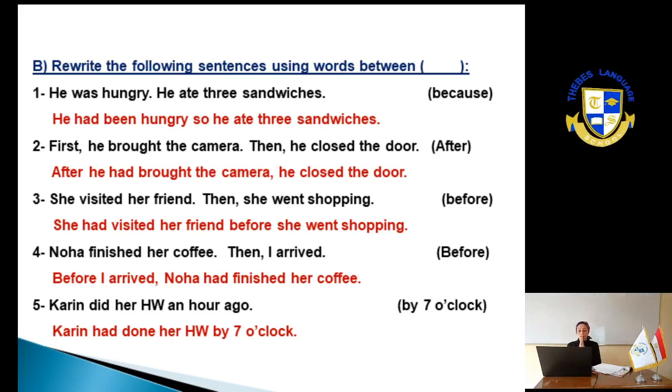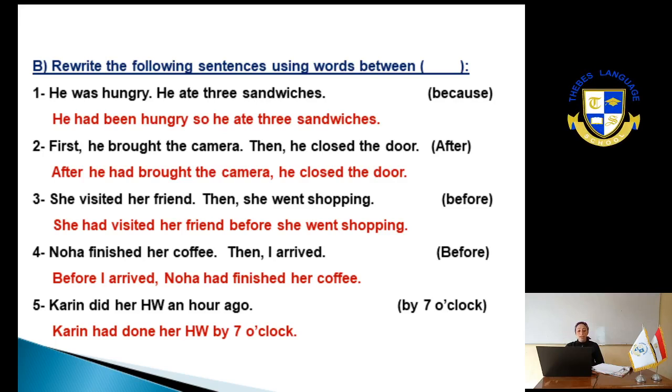She visited her friend, then she went shopping, before. She had visited her friend before she went shopping. Noha finished her coffee, then I arrived. Which one happened first? Of course, finishing the coffee. So, before I arrived, Noha had finished her coffee.